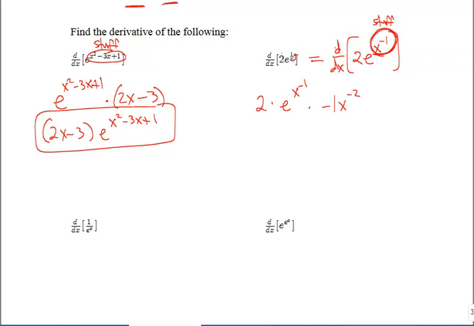Cleaning this up, 2 times negative 1 is negative 2. This x to the negative 2 can be moved to the bottom and be made into an x squared. And then this e is on top. If you want, you can change this x to the negative 1 back into a 1 over x. So cleaned up, nice and neat, it would look like negative 2 e to the 1 over x all over x squared.